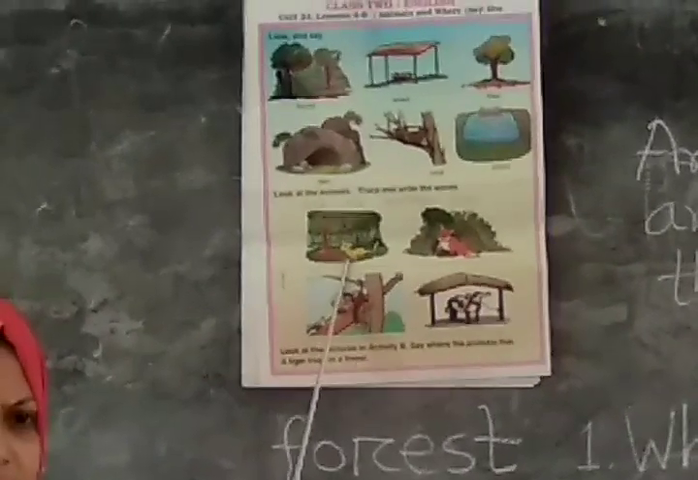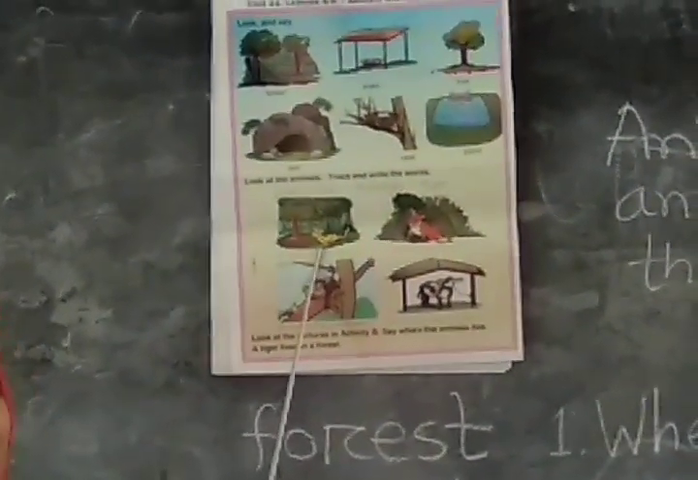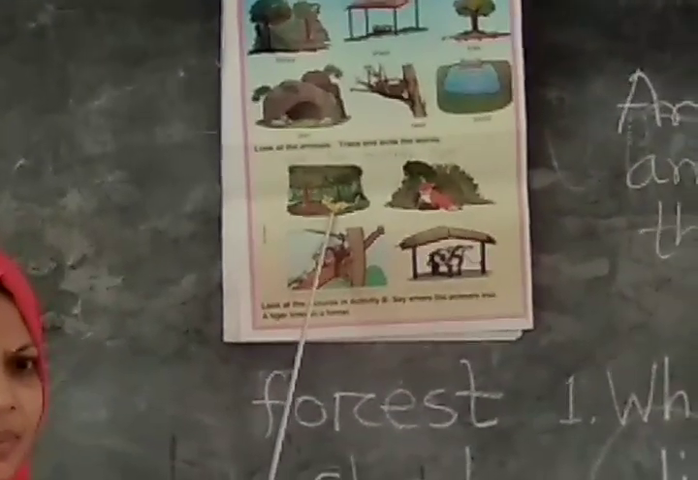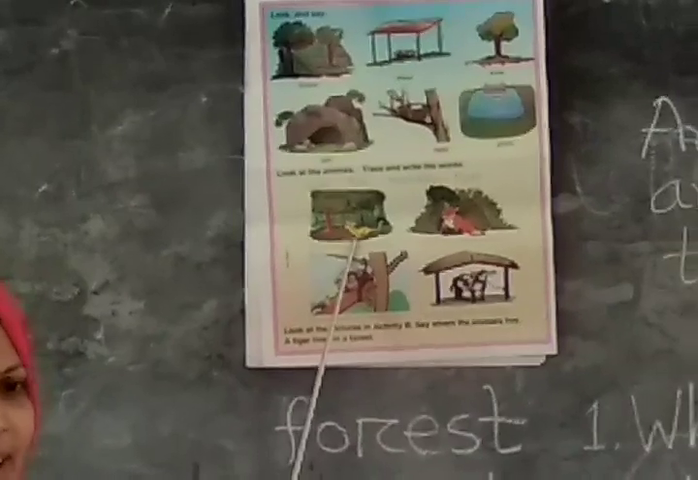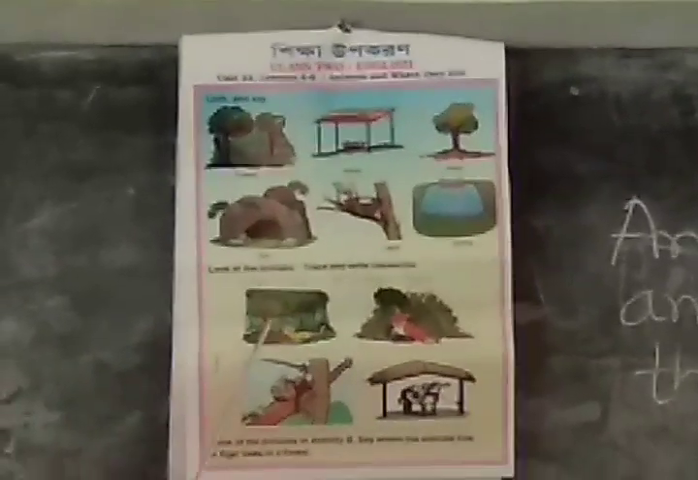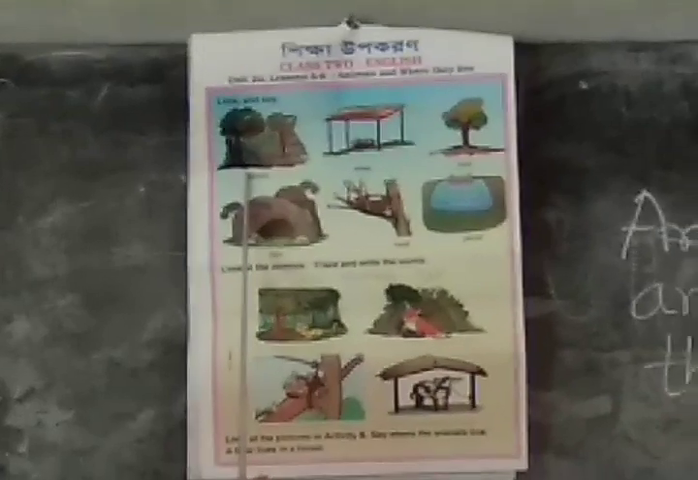Okay, dear students, look at this picture. What is this? Tiger. What animal is it? Tiger. Do you know where does the tiger live? Yes. Where does the tiger live? The tiger lives in the forest. Very good. Clap for Atoshi. The tiger lives in a forest.